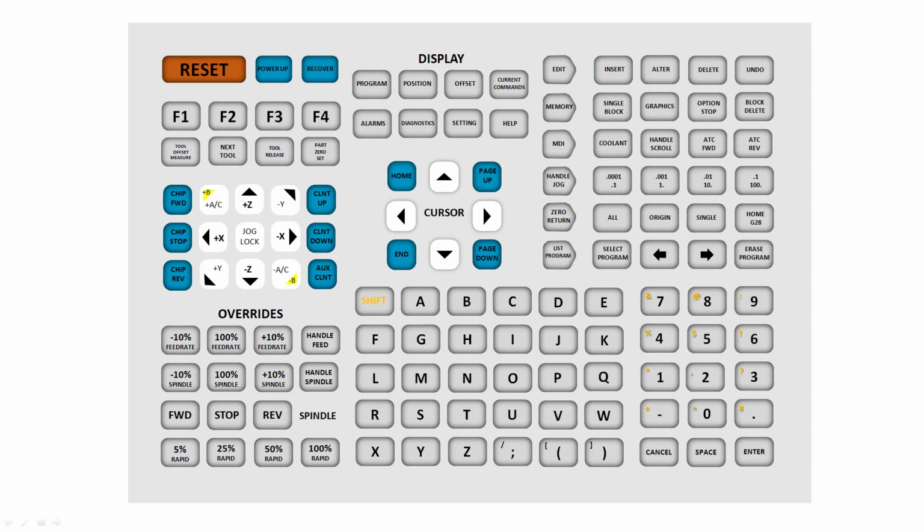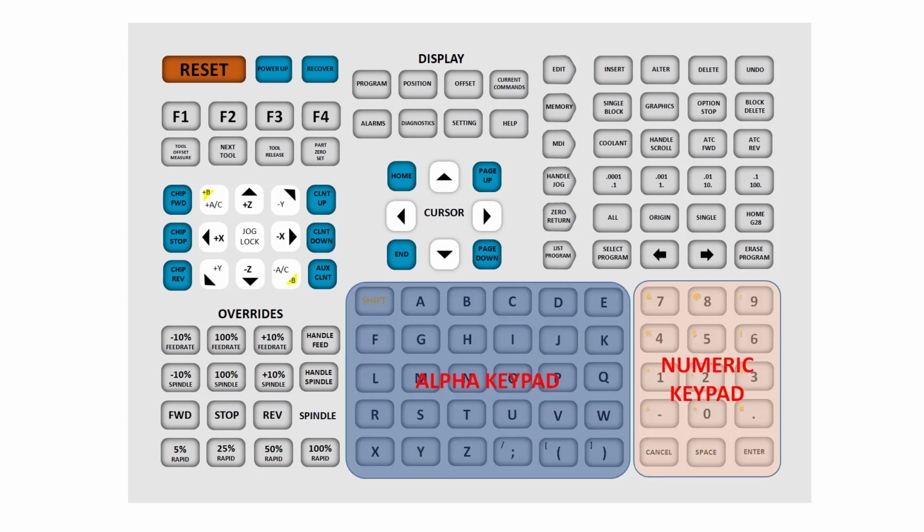Next are two keypads that are typically used together to input information on the HAAS machine. The alpha and numeric keypads are located in the lower right corner of the control pendant. But before we look at the keypads, we'll start by looking at the input bar, which is where the data you type will appear on your screen.